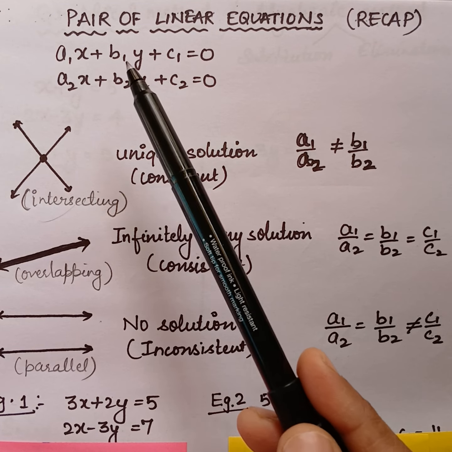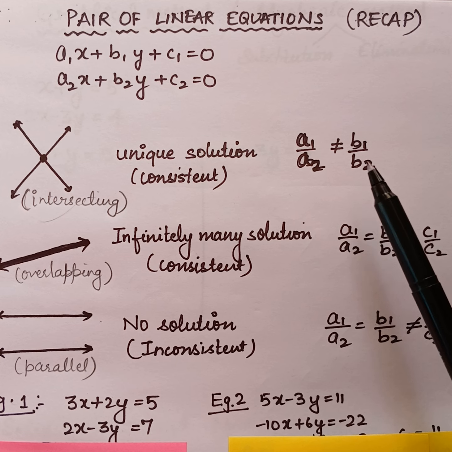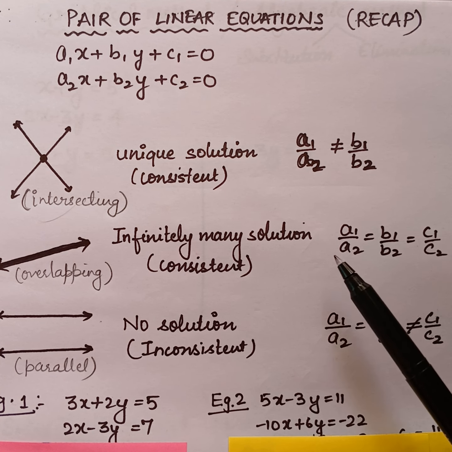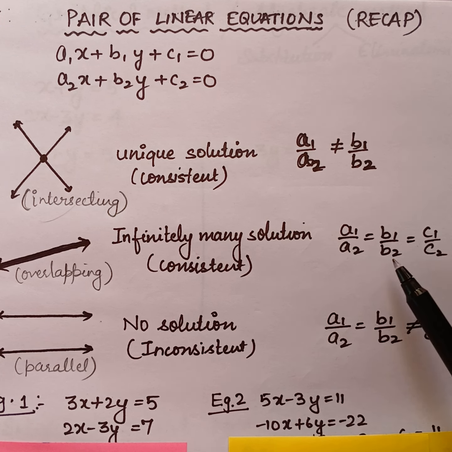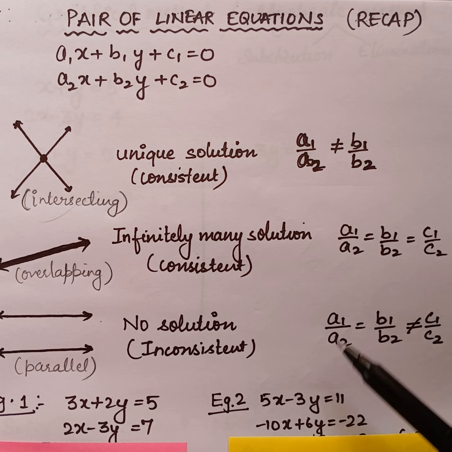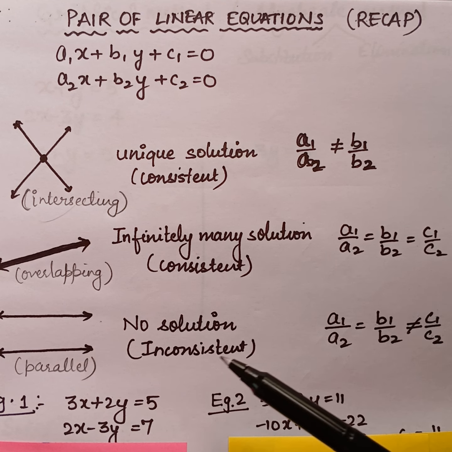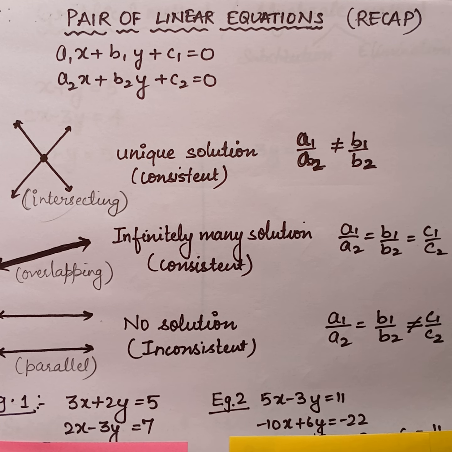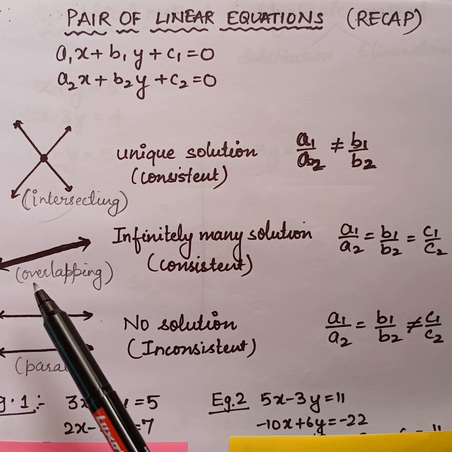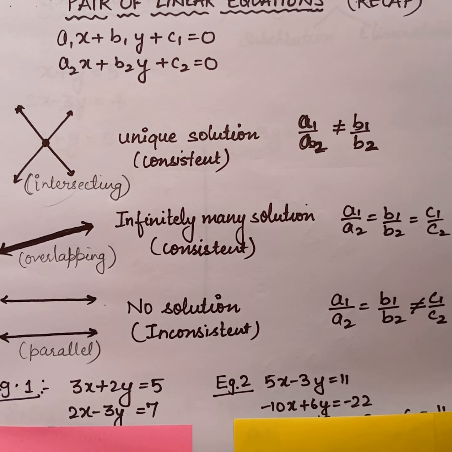And in terms of a1, a2, b1, b2, c1, c2, if a1 by a2 is not equal to b1 by b2, then we are going to get a unique solution. If all three ratios are equal, a1 by a2 is equal to b1 by b2 is equal to c1 by c2, then we say infinitely many solutions. If a1 by a2 is equal to b1 by b2 is not equal to c1 by c2, then we say no solution. So in case of intersecting lines, we will get a unique solution at this point. For overlapping, infinitely many solutions. For parallel, no solutions, because they are not going to meet anywhere.